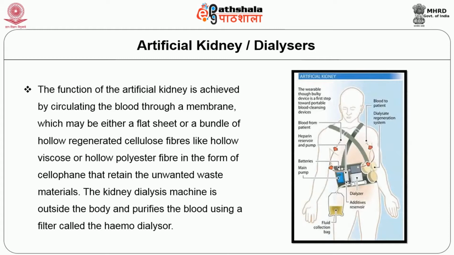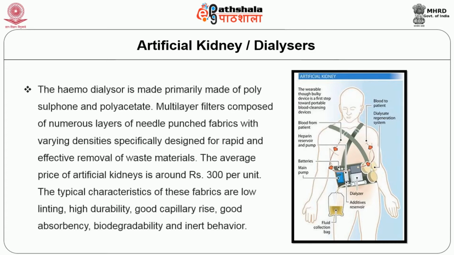First, we shall see about artificial kidney. The function of this artificial kidney is achieved by circulating the blood through a membrane, which may be either a flat sheet or a bundle of hollow regenerated cellulosic fiber like hollow viscose or hollow polyester fiber in a form of cellophane that retains the unwanted waste material. The kidney dialysis machine is outside the body and purifies the blood using a filter called hemodialysis. The hemodialysis filter is primarily made of polysulfone and polyacetate.